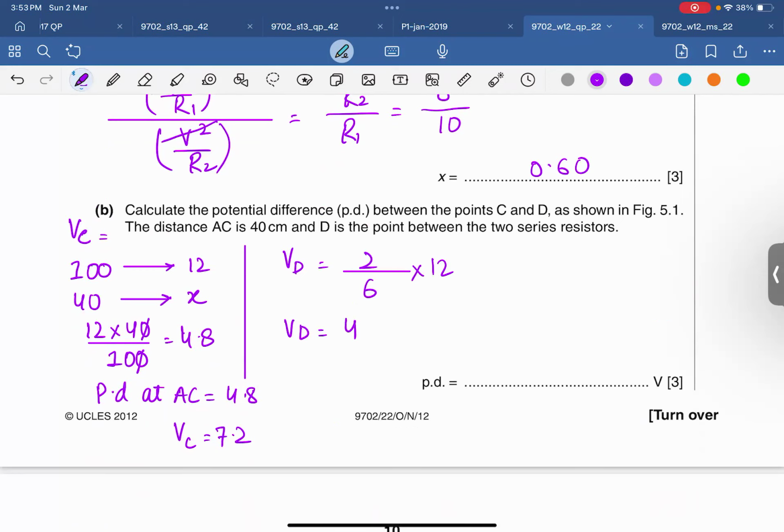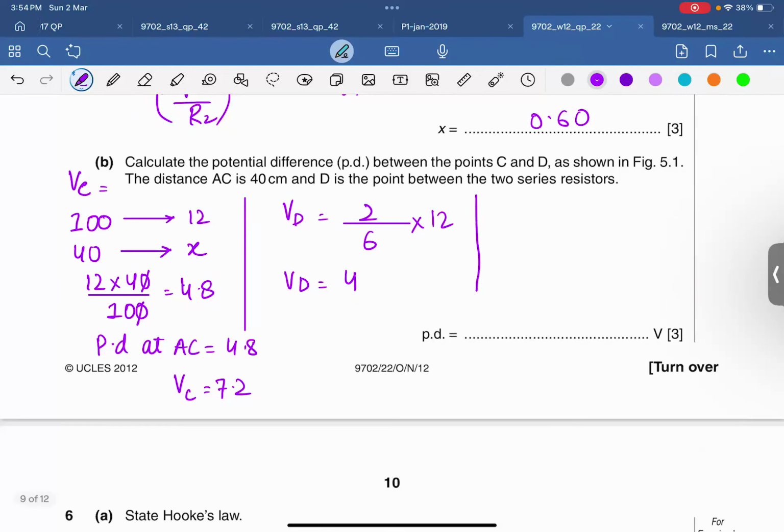Okay, and now we have the potential at point C, we have the potential at point D. If we subtract, we'll get the potential difference. So to find the potential difference, 7.2 minus 4 gives you how much? 3.2. Guys, how many of you get it? Yes, please let me know.